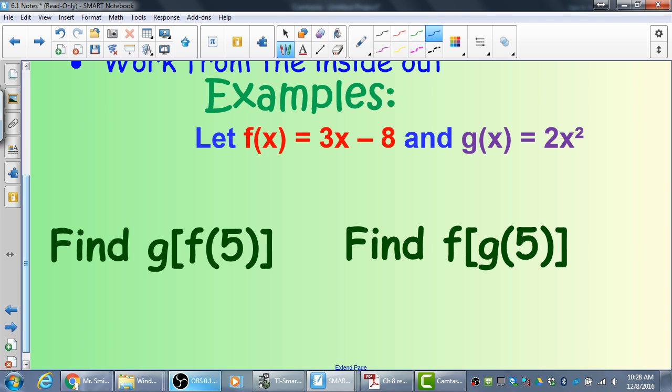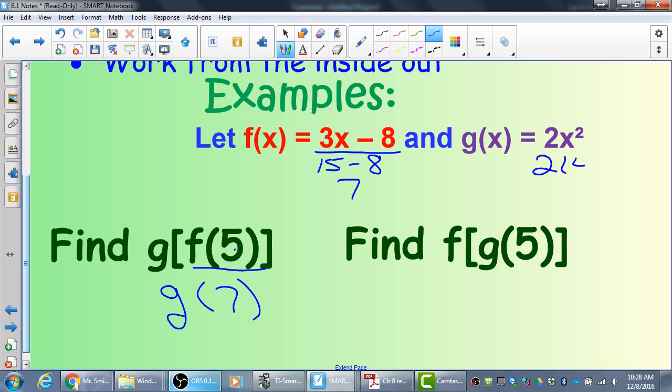This says find g of f of 5. That's how you say it. So we're going to find f of 5. We're going to replace f of 5 with whatever value we get. So I'm going to plug 5 in for f right here. That's 15 minus 8. The result is 7. So now I will replace f of 5 with the number 7. So now it's g of 7. F of 5 became 7. Now I plug 7 into g. So that's 2 times 49, that ends up being 98. So the final answer for this is 98. You work inside out. You do the f first. Whatever you find, you do the g of that.